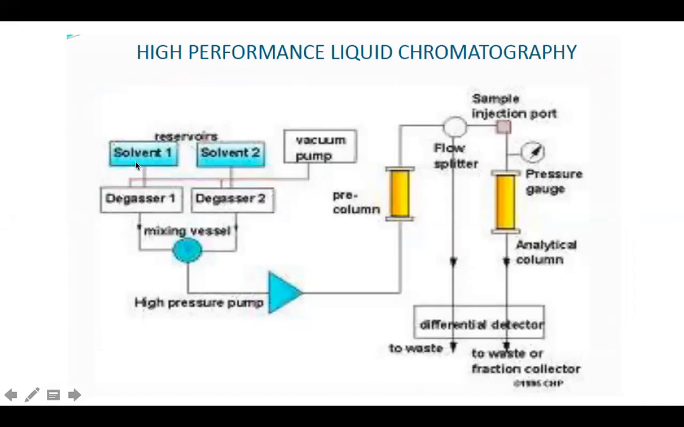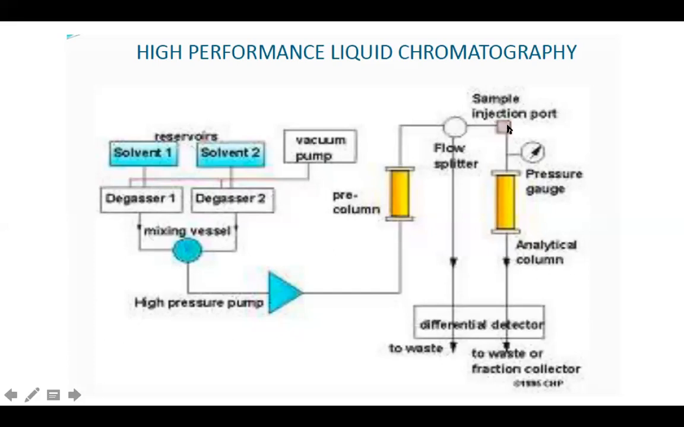We can use different solvents, for example, here ethyl acetate, solvent 1, and solvent 2, for example, methanol. So they can mix together. You can regulate in which ratio they mix together, and under high pressure they move this way, and there is a vacuum pump at work, so the solvent moves through this way. And here there is a pre-column, so this solvent mixture passes through this pre-column and comes through this way. And here you see the sample injection port.